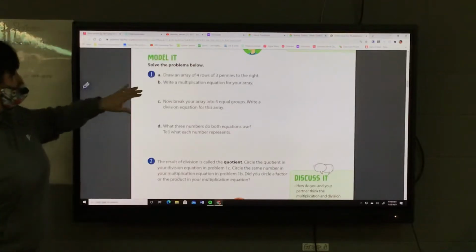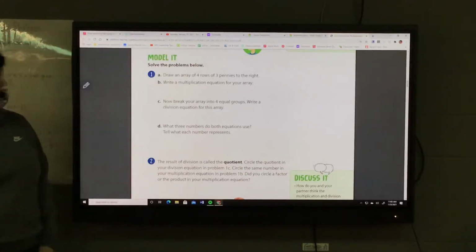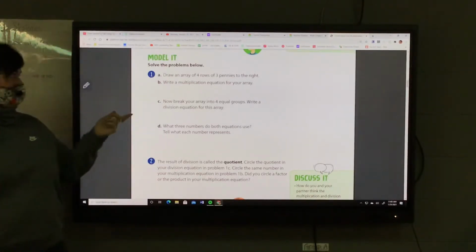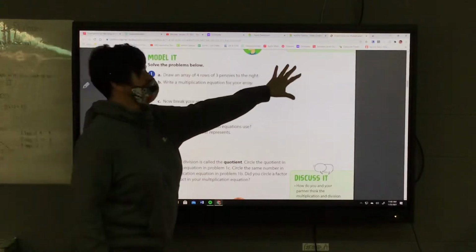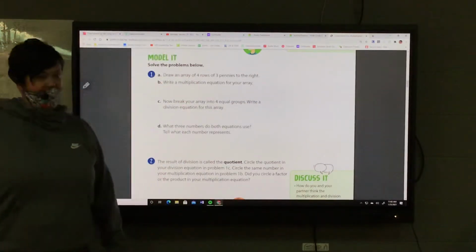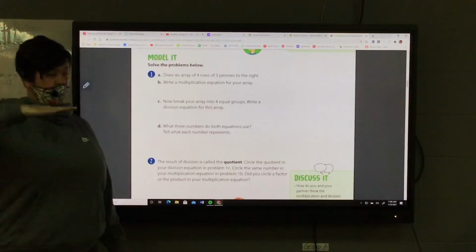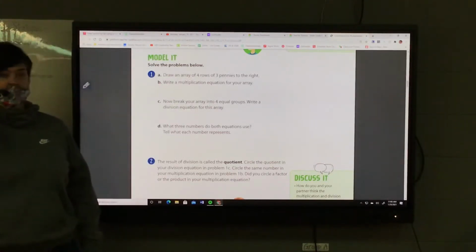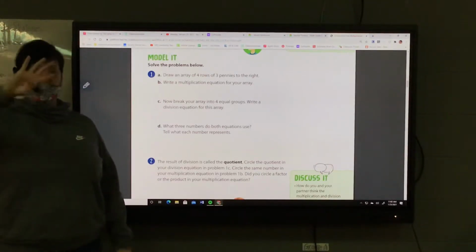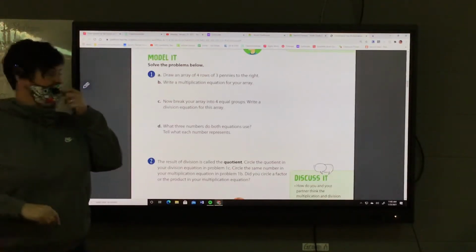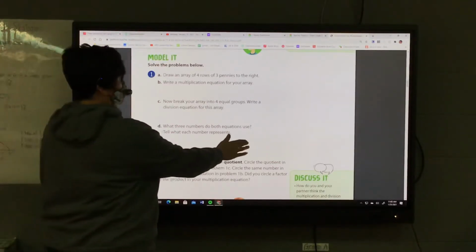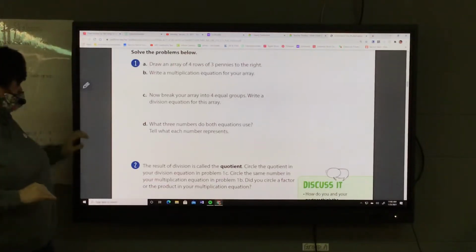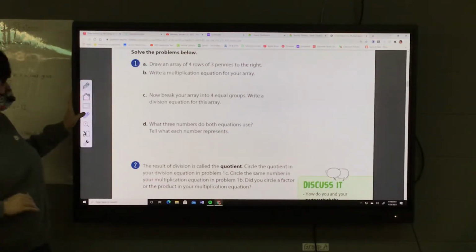To solve the problems below, the first thing they're saying is draw an array of 4 rows of pennies to the right. So over here, let's draw an array of 4 rows of 3 pennies. What's that telling us? How many rows? 4. How many in each row? 3. Let's do that right now. Show me your array of 4 rows with 3 pennies in each row.